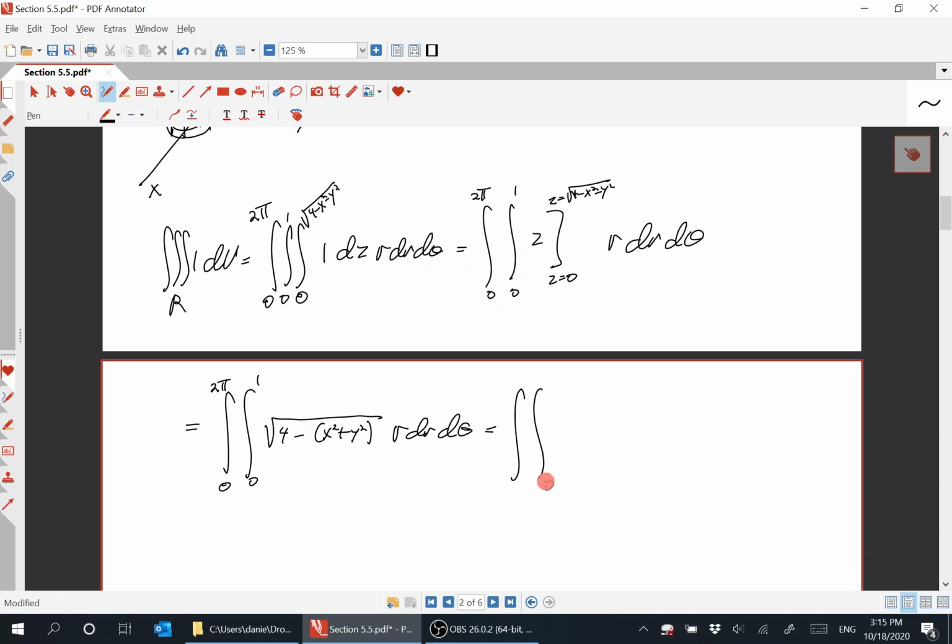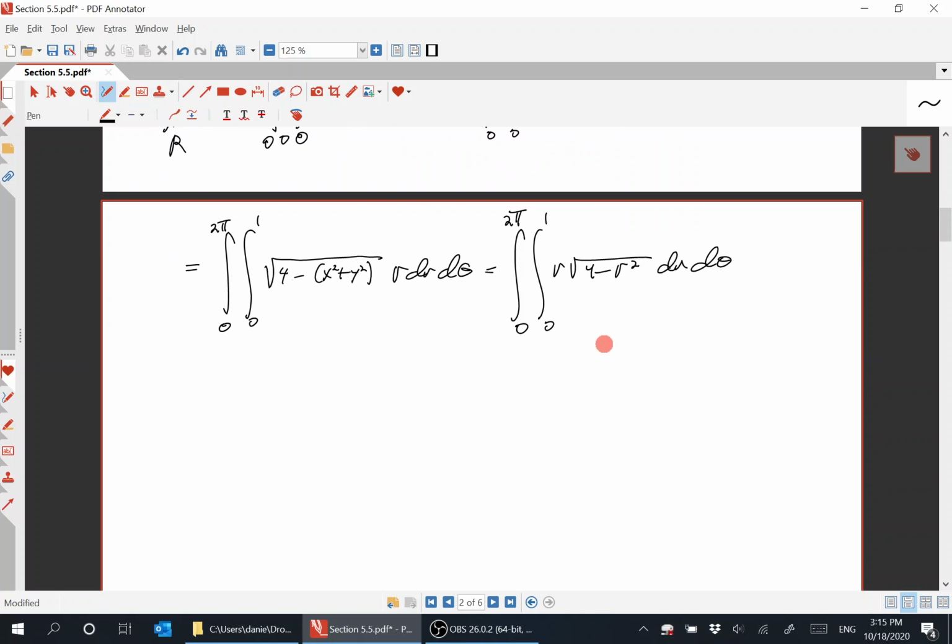So this is equal to the integral from 0 to 1, 0 to 2 pi, r times square root of 4 minus r squared dr d theta. Make sure you transform x and y into r and theta. So here we need a u substitution. So let's do it off to the side over here. The antiderivative of r times 4 minus r squared dr. This is 4 minus r squared to the 1/2.